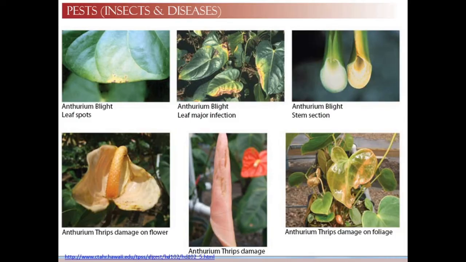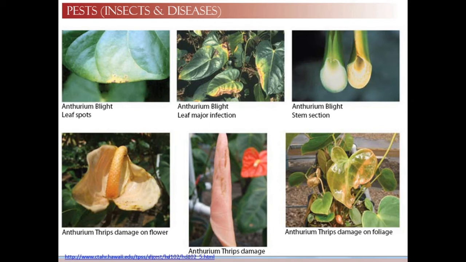These are the images showing the infections, various infections. The first one shows Anthurium blight leaf spots, where small spots are seen on the leaves and slowly they start spreading to other parts also.